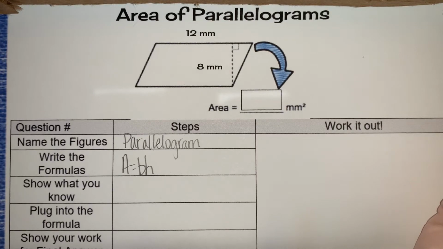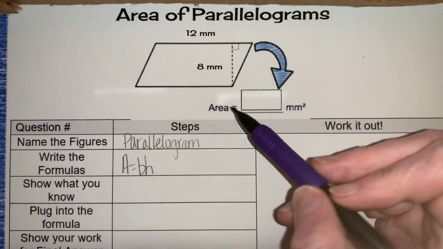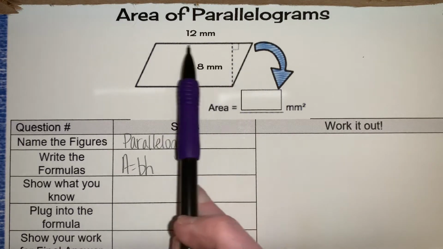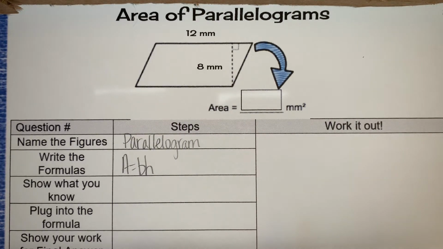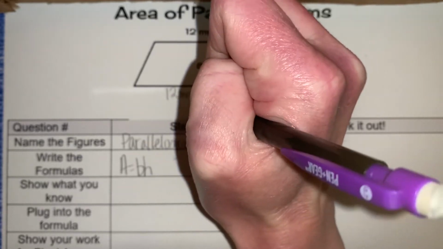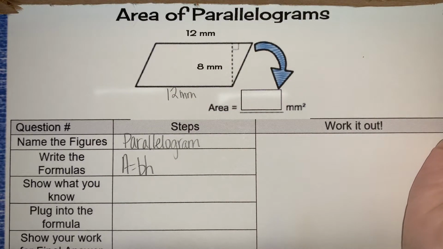When you're looking at the figure, looking at the parallelogram, we don't have a number on the bottom, but we know that the length of the top and the length of the bottom are the same. So the top could be the base, or the bottom could be the base. It doesn't matter which one is listed because they have the same length.